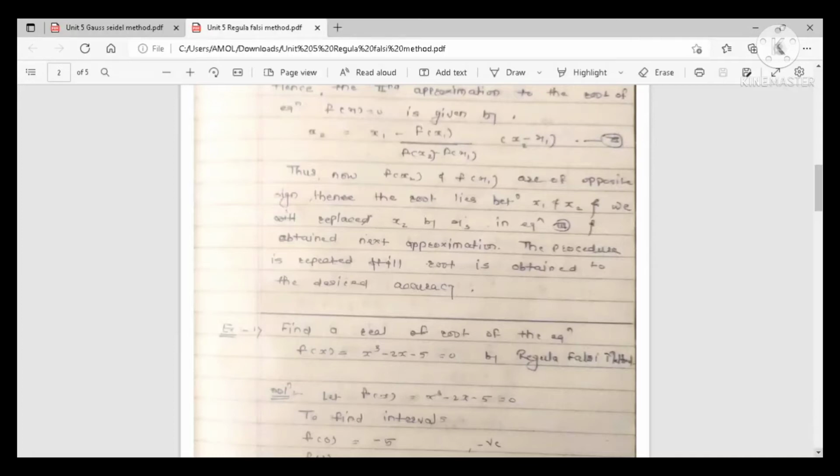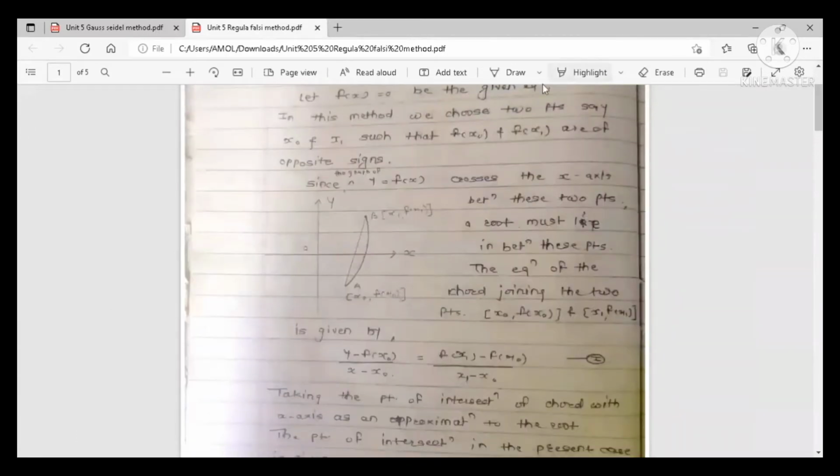Now see the example. The first example: obtain the root for each of the following equations correct to 3 decimal places using the Regula Falsi method. There are 4 equations. We are going to find the root of the first equation, x cube minus 4x minus 9 is equal to 0. Write down f(x) = x³ - 4x - 9. This is your function.